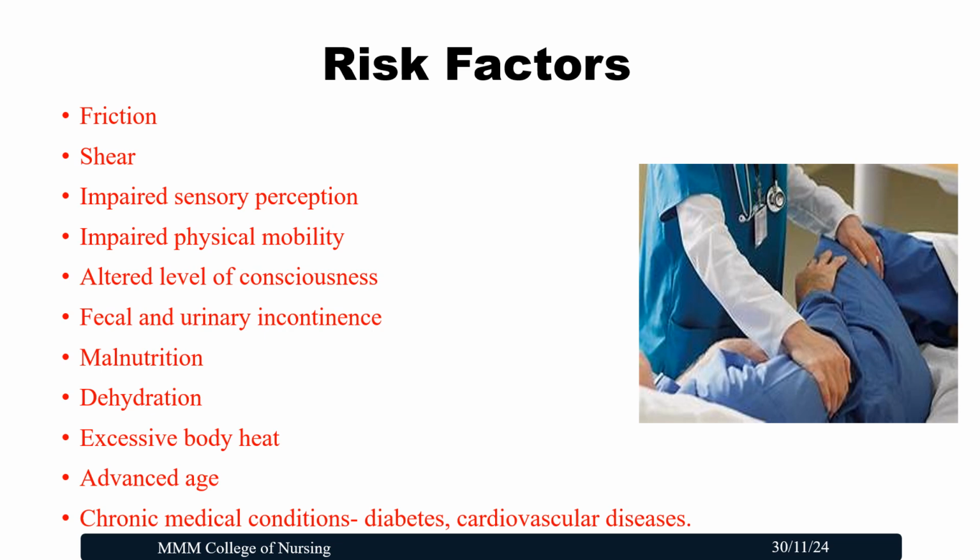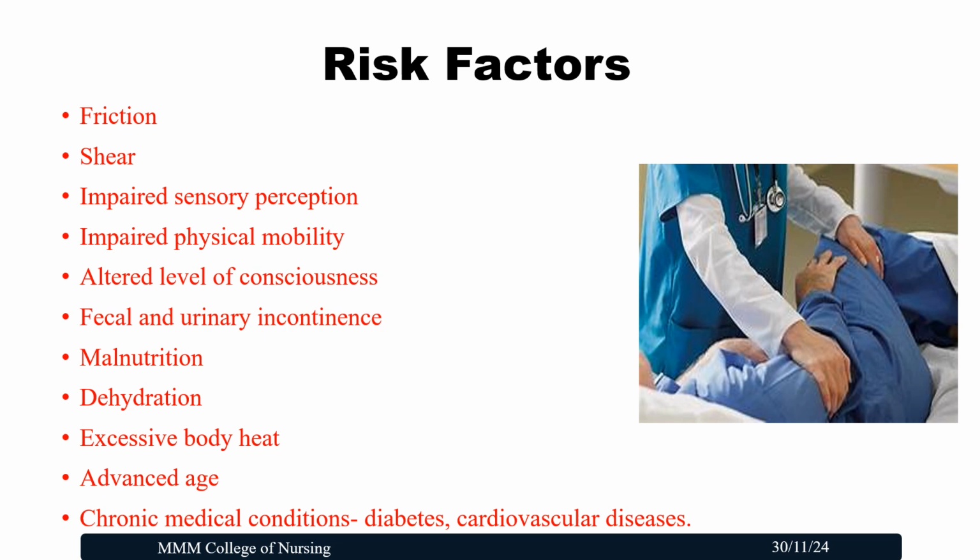Coming to the risk factors. People are at risk of developing pressure sores if they have difficulty moving and are unable to easily change position while seated in a bed or a chair. Immobility is one of the risk factors for bedsores. So the first risk factor is friction. What is friction? Friction is the resistance to motion.